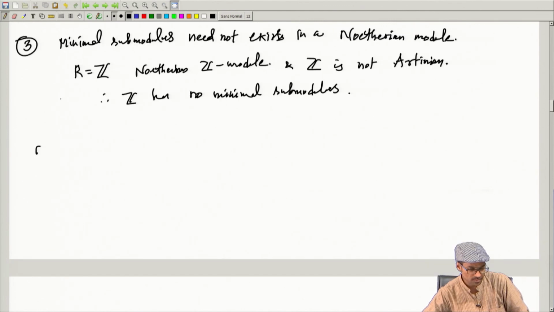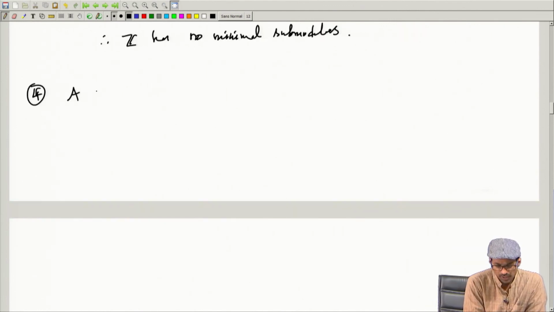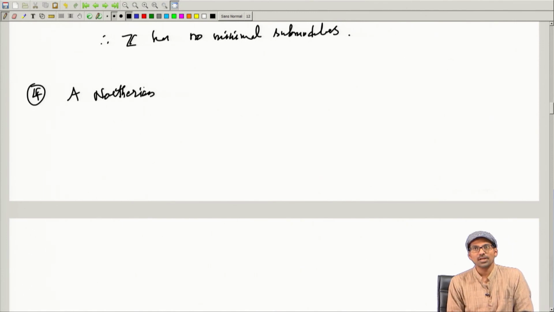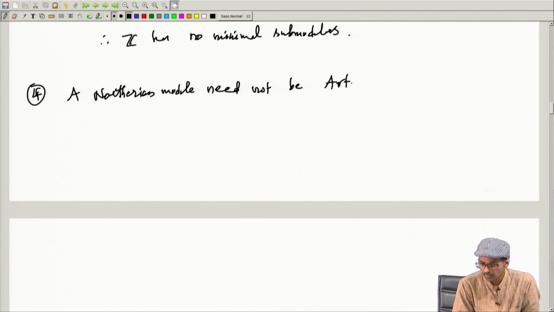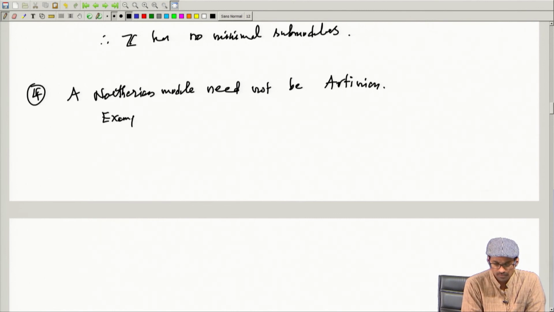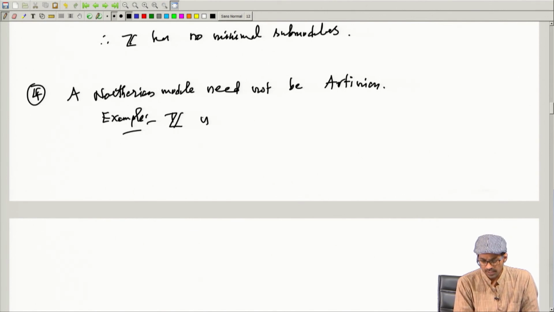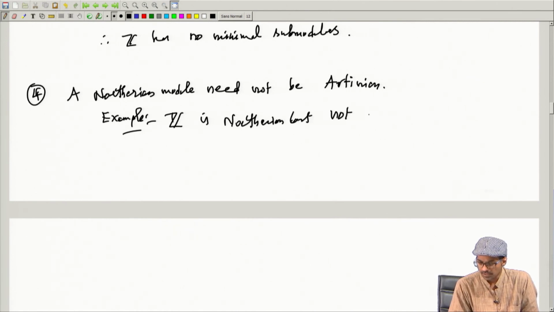Next is a Noetherian module. We have seen that Artinian need not imply Noetherian. A Noetherian module need not be Artinian. For example, take Z. So, Z is Noetherian but not Artinian.